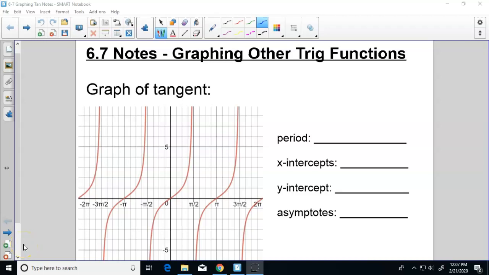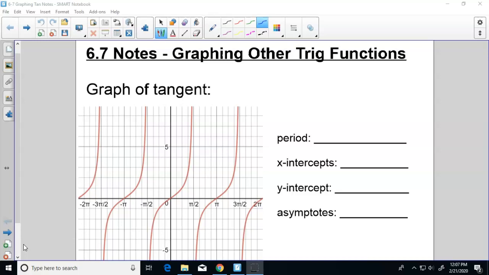Other trig functions. These are not quite as useful for modeling situations as sine and cosine, but we do need to have a general idea of what the graphs look like. So the first one we're going to look at is tangent. This is what the graph of tangent looks like. You can see it's a lot different than sine and cosine.